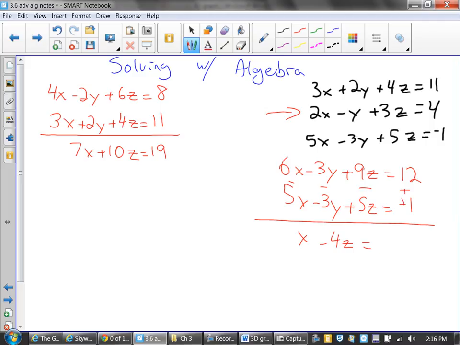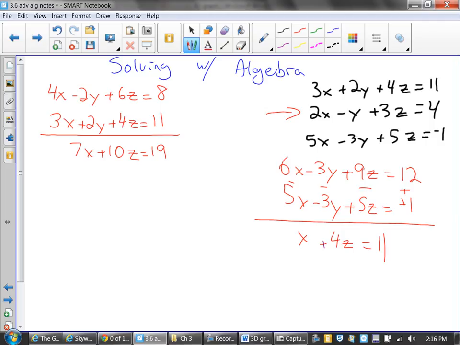Because now once I get rid of y, I get x minus 4z is 11. Shouldn't all of those y's be positive? We're subtracting. Oh, yes. Number 4 is positive. Plus 4z is equal. Thank you. Sorry.